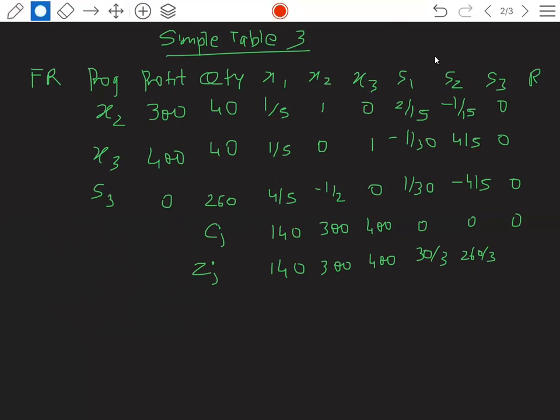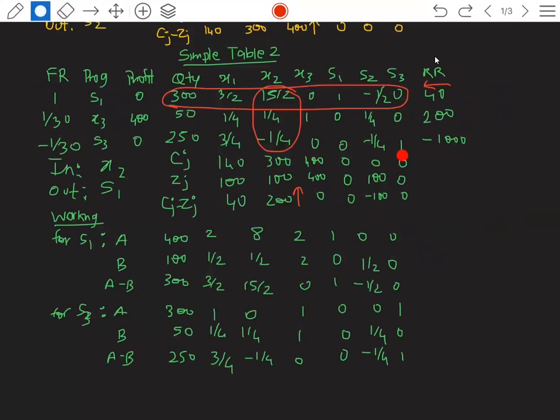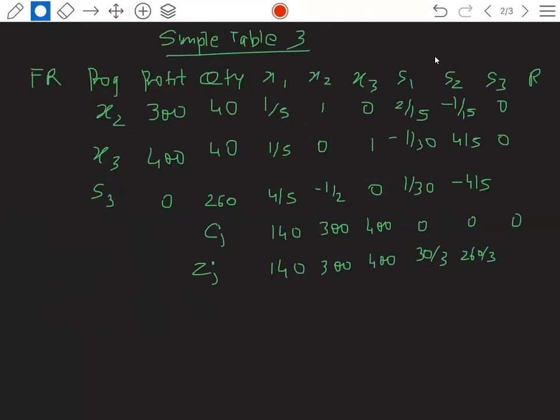There seems to be some error. This S3 should be, let me just check. S3 value is 1 minus, so that should be 1 only, correct? So anyways, that's simply going to be 0 only. So we have Cj minus Zj values as 0, 0, 0, minus 30 by 3, minus 260 by 3, and the last one which we observe is 0.